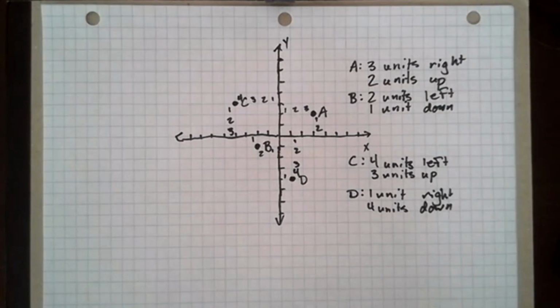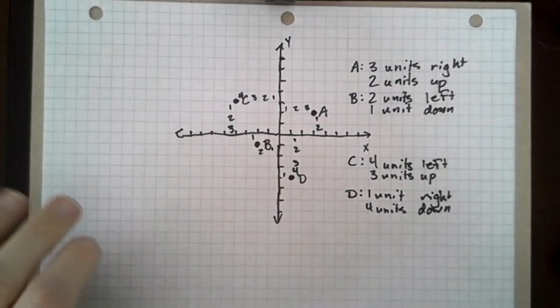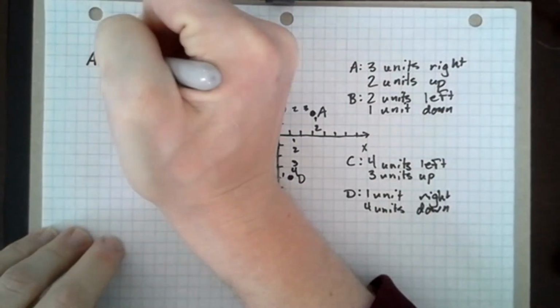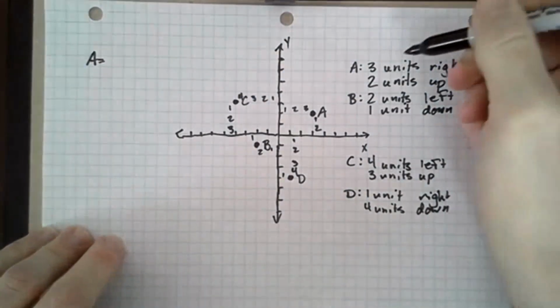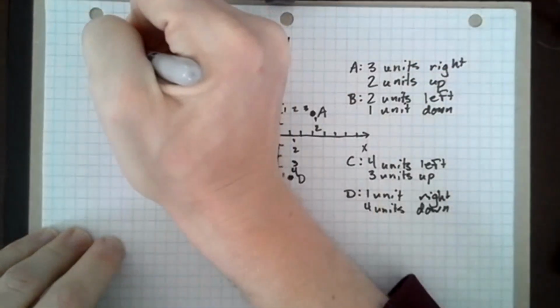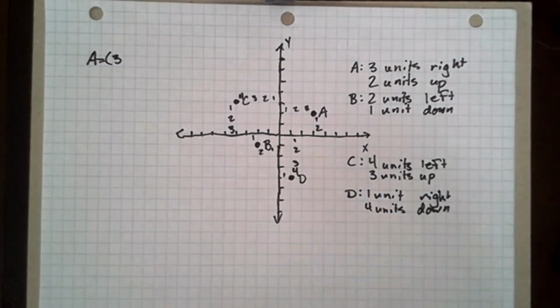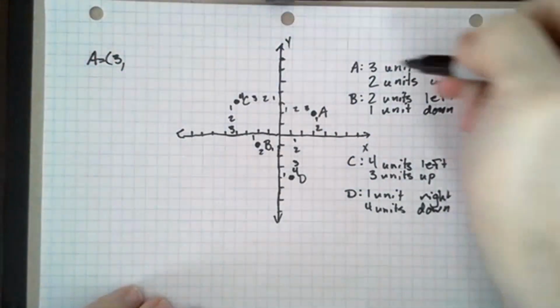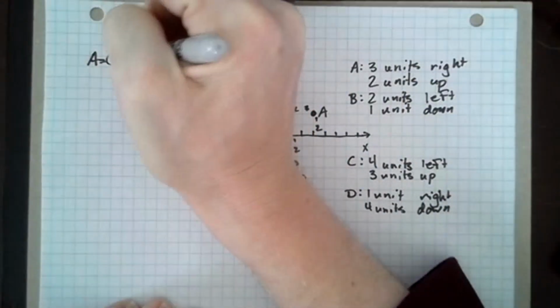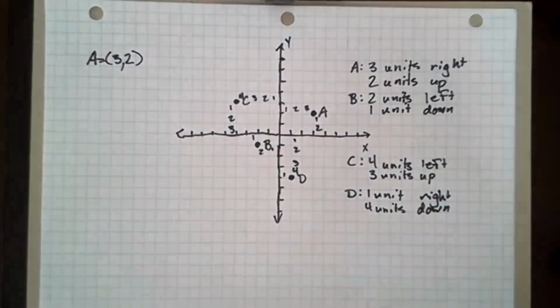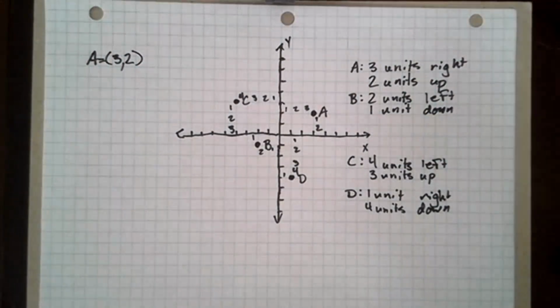Let's go back here, and we can say that A is equal to, here we see that it's 3 units right, so that's an x coordinate of 3. And it's 2 units up, so that's a y coordinate of 2. If we go up, we're positive. If we go right, we're positive. On the other hand, if we go left or down, we're negative.